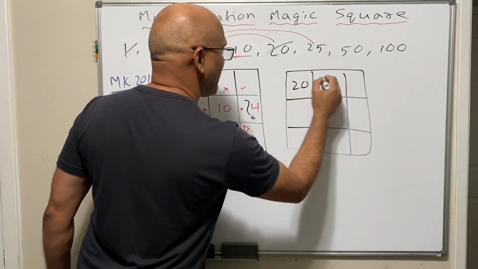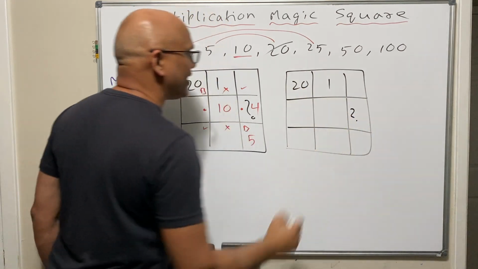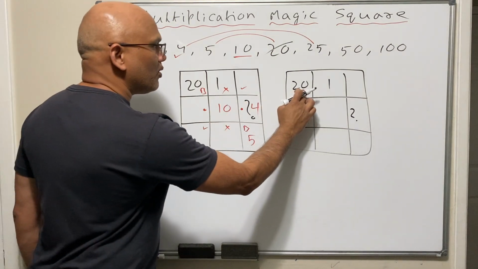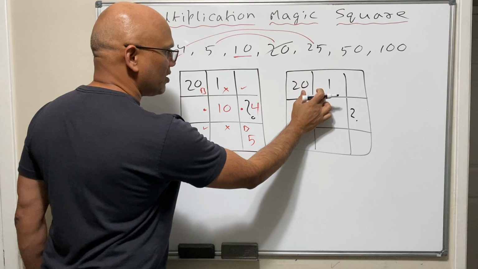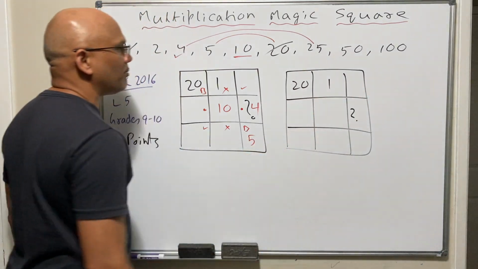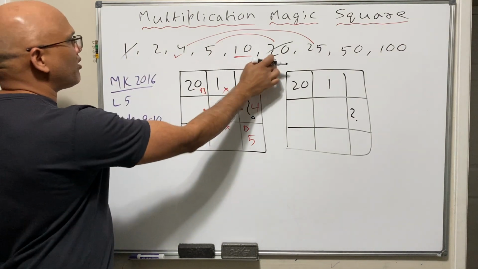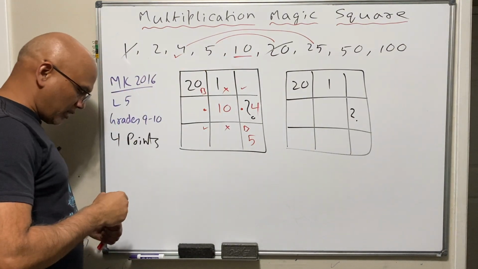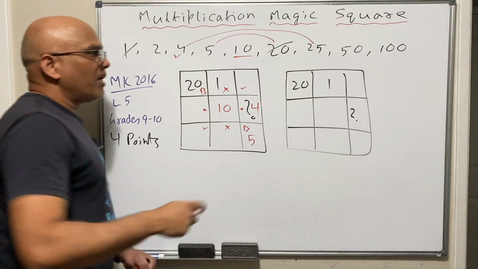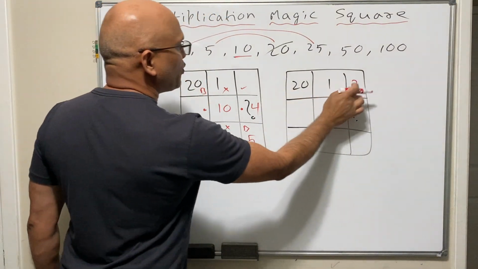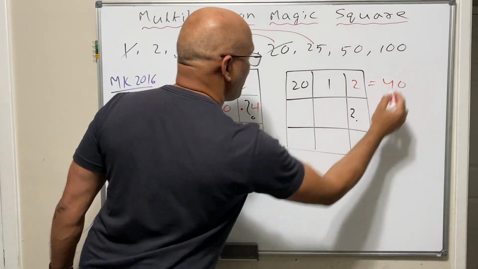So this is 20, this is 1. I need to find this number. So I thought, I know 2 numbers on this row. Why not I try to guess this number? So let me start guessing from this end. 1 and 20 are already taken. So how about 2? Let me use a different color. If I guess this number to be 2, so 20 times 1 times 2 is 40. So the magic product is going to be 40, right?